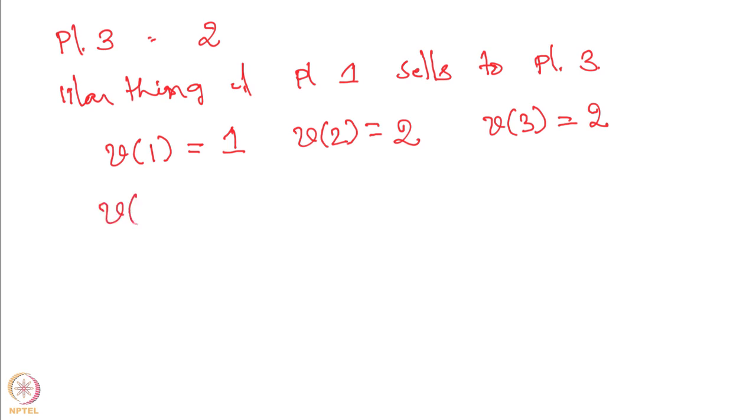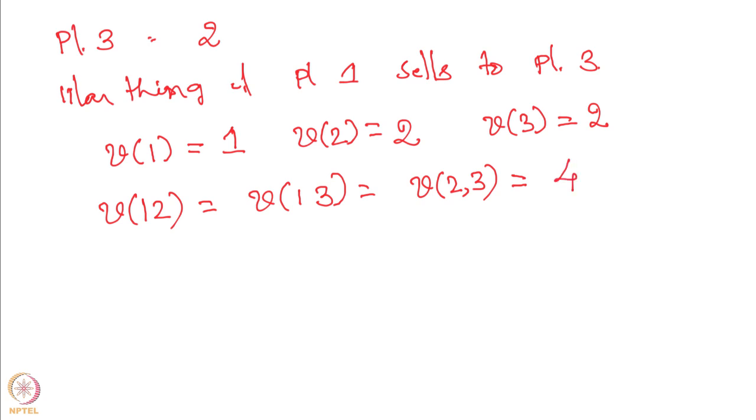And V of 1, 2, if player 1 sells to 2, or if player 1 sells to 3, or players 2 and 3 together, then the valuation is going to be 4, and V of 1, 2, 3 is going to be 6. Okay. So this is going to be the characteristic form of this game.